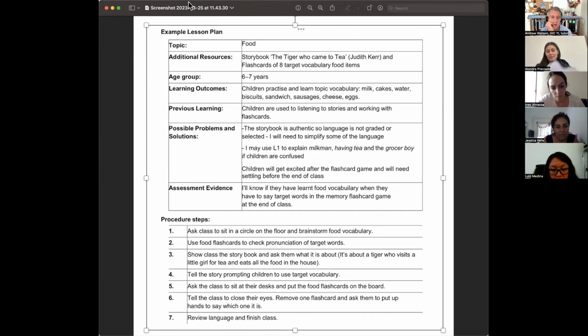Number 4, tell the story, prompting children to use target vocabulary. Number 5, ask the class to sit at their desks and put the food flashcards on the board. Number 6, tell the class to close their eyes, remove one flashcard, and ask them to put up their hands to say which one it is. Number 7, review language and finish class.